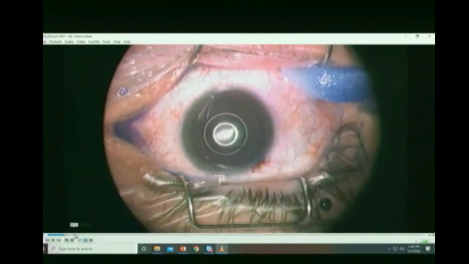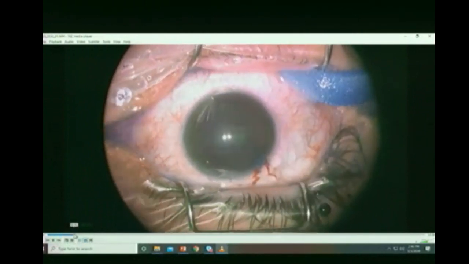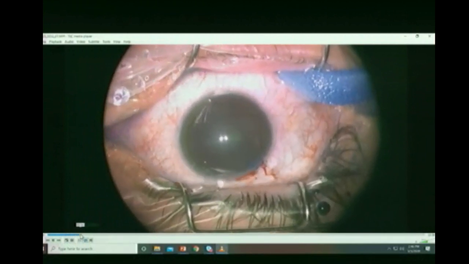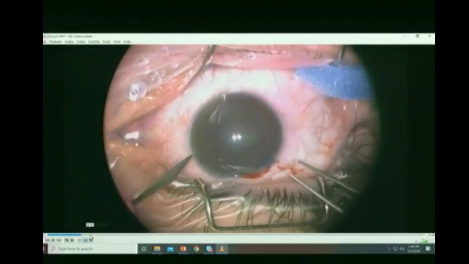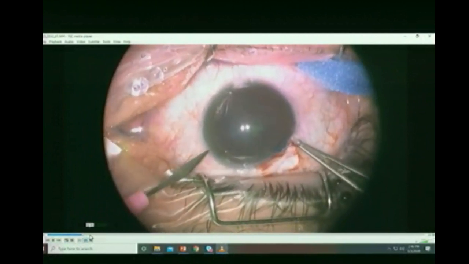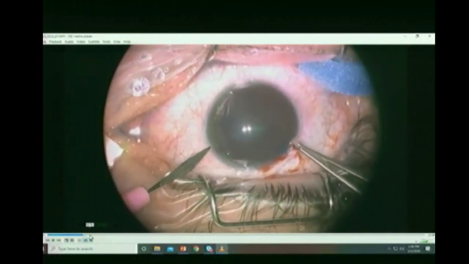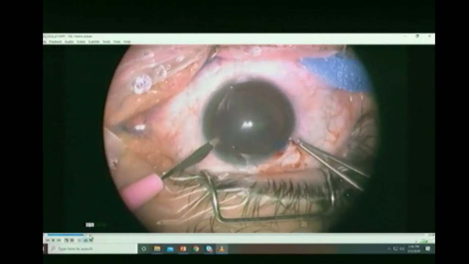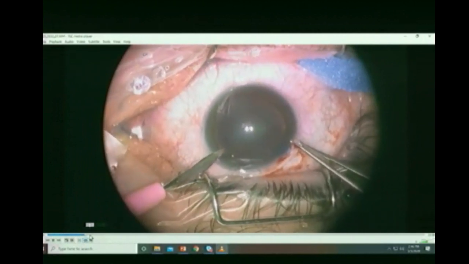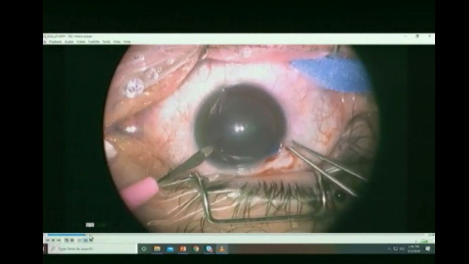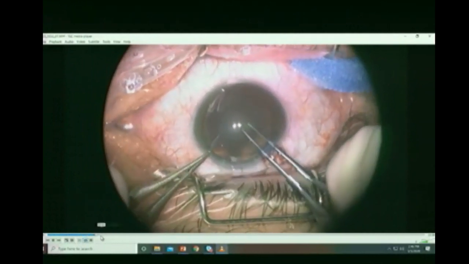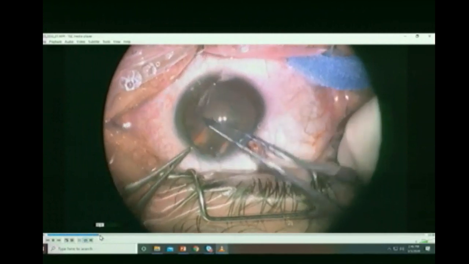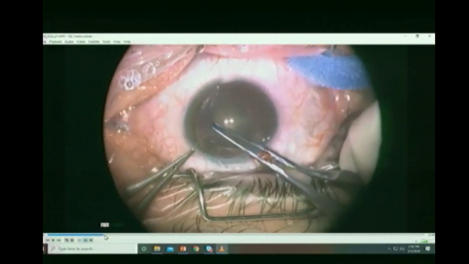This is the staining of the capsule and the bubble. Then cleaning the capsule. This is the sideport. She's moving her eye, so we try to fix the globe before we touch inside. The little tunnel of the sideport will be useful later on in the stromal hydration. Then we do the rhexis as quickly as possible.